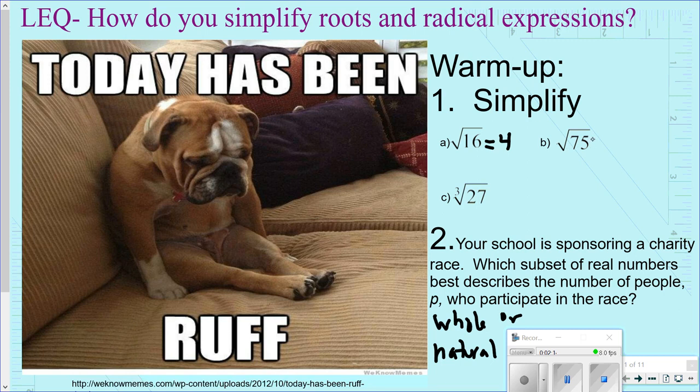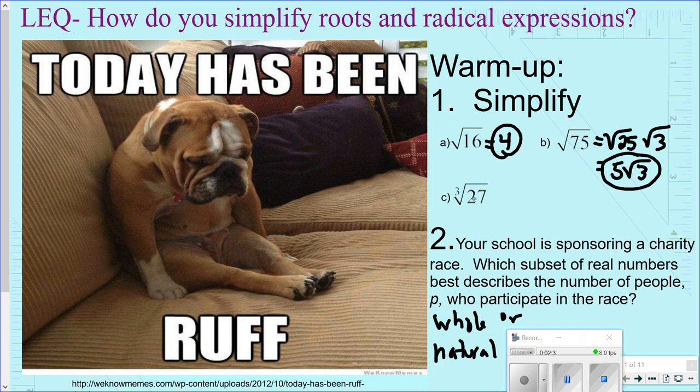The next one, the square root of 75. So I want the perfect square, which is 25, and then 25 times 3. So square root of 25, square root of 3 simplifies to 5 square root of 3. Again, this was just a real quick review from what you already knew in Algebra 1.